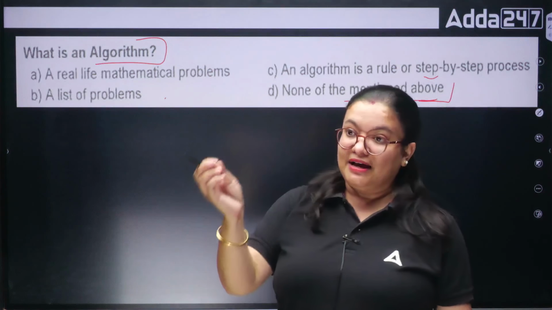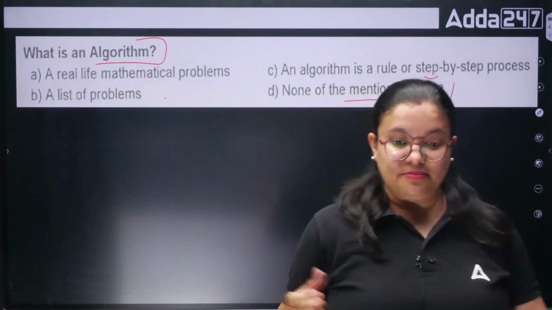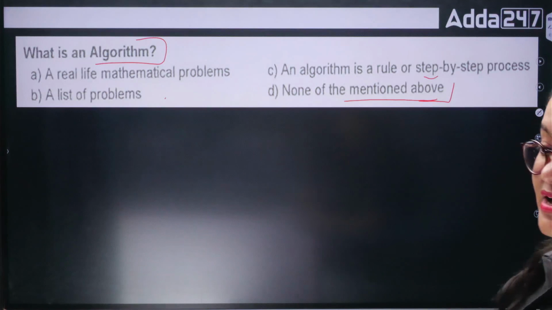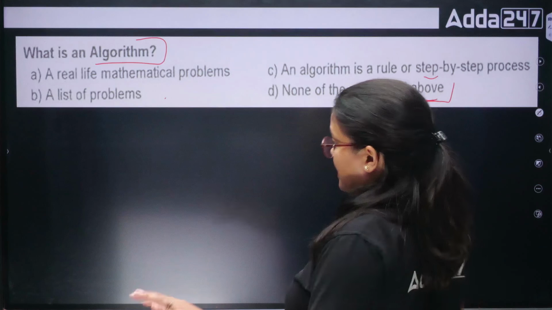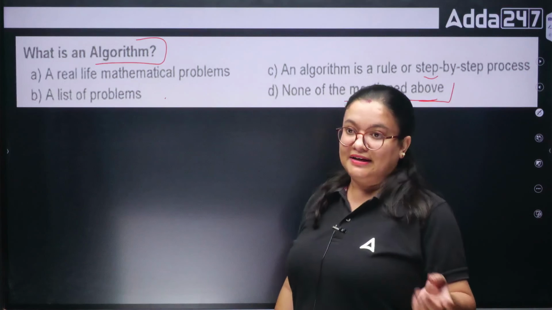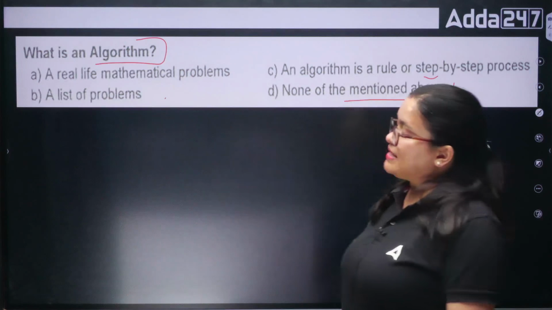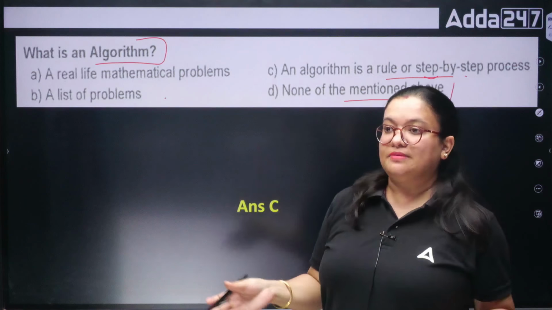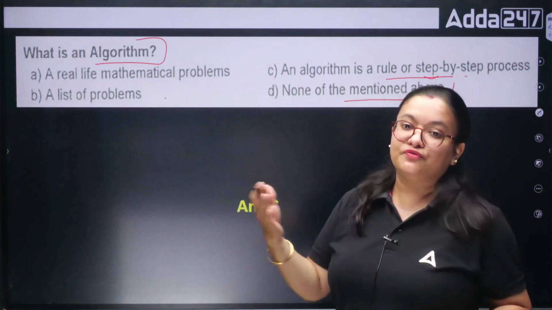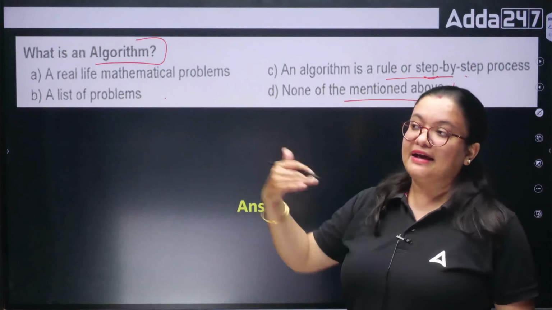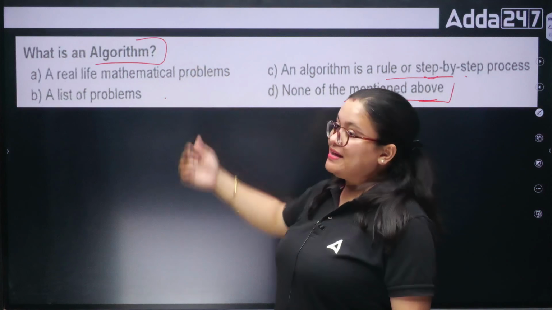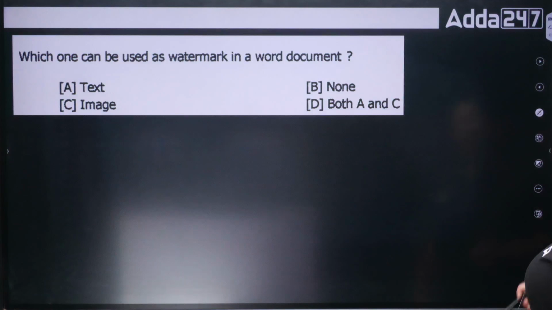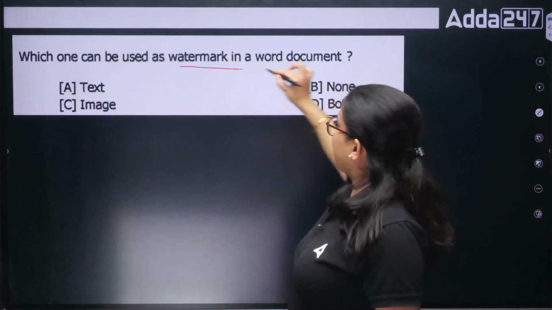When we talk about the algorithm, the basic definition is this: it is a step-by-step process. An algorithm is a set of rules which we have to follow. Once one step is completed, we go to the next step. So it is a set of rules that we are required to follow. The answer is number C.